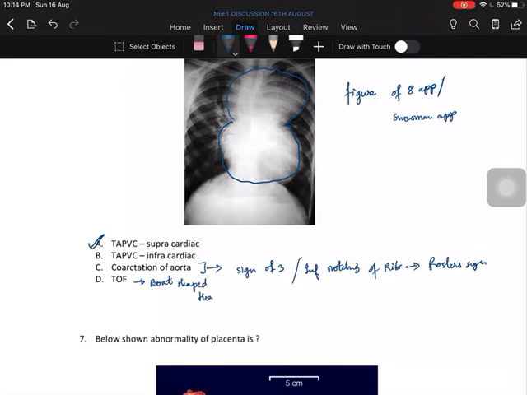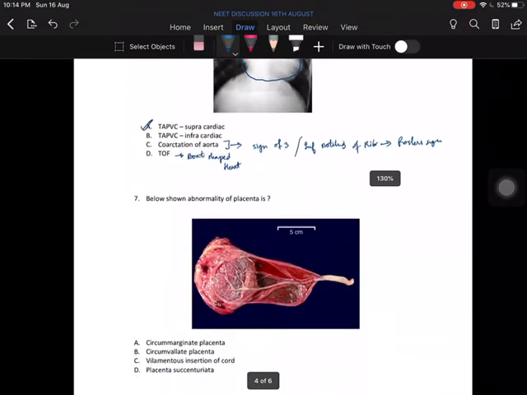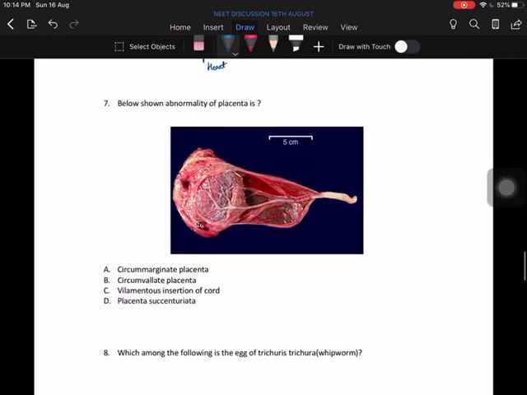Okay, next question. The abnormality of the placenta shown below is, what you see here is actually more of a cord abnormality, where the cord attaches to the amniotic membranes. This is also known as filamentous insertion of the cord, and this predisposes to vasa previa.